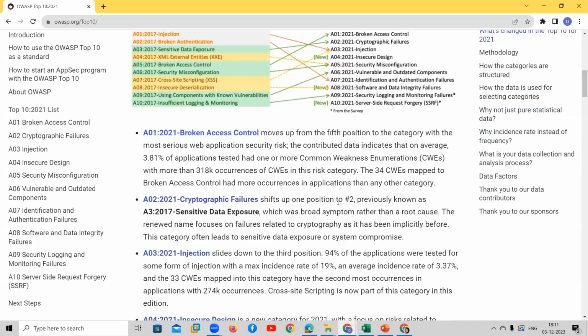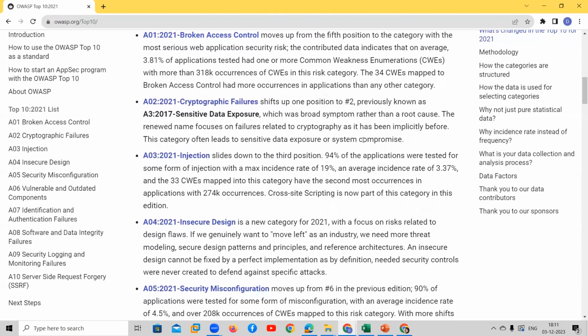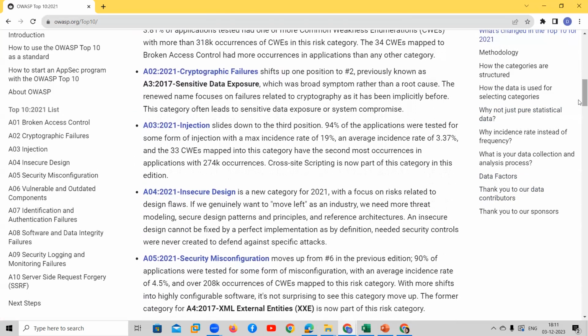The second is cryptographic failures. As the name suggests, initially it was called sensitive data exposure, but now it has been renamed cryptographic failures. If the cryptographic algorithms used while you're writing your code are weak or not programmed efficiently, it can lead to sensitive data exposure, that is either a password leakage or sensitive information getting displayed.